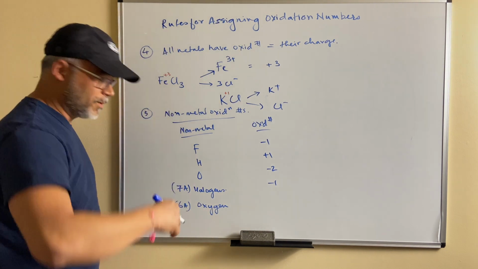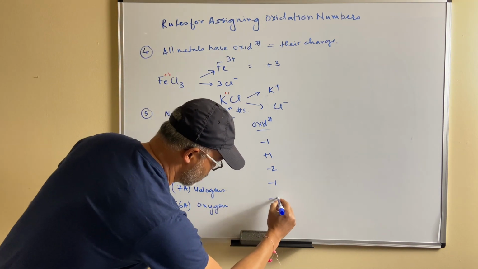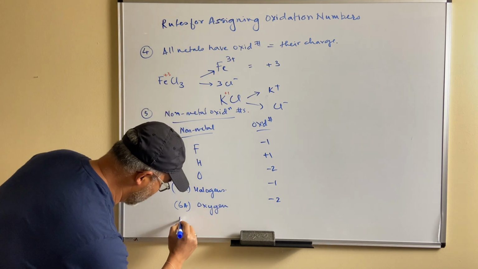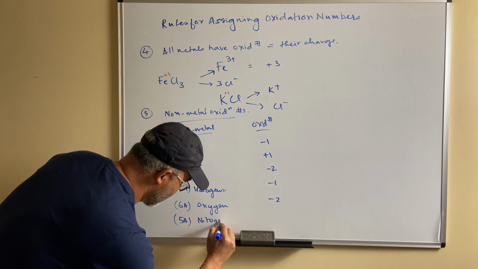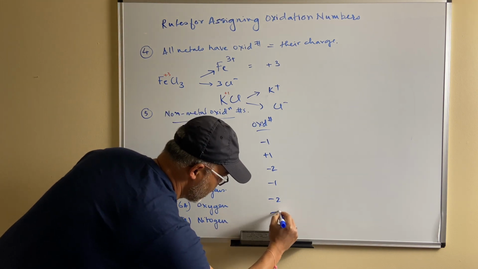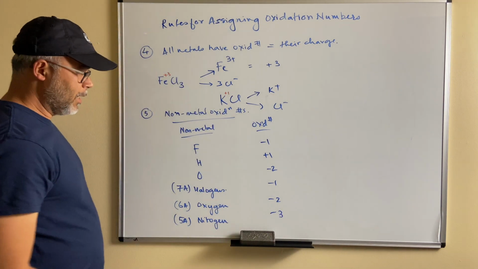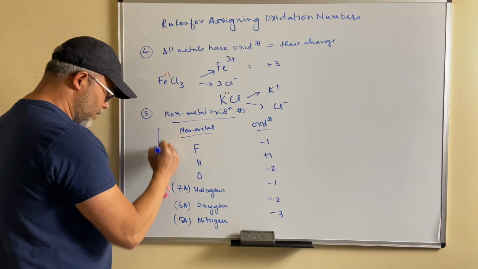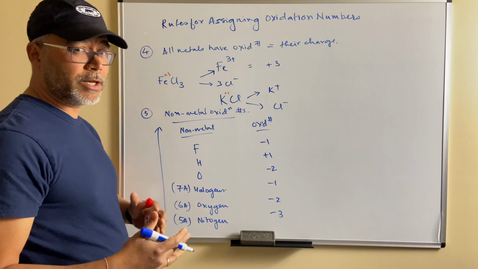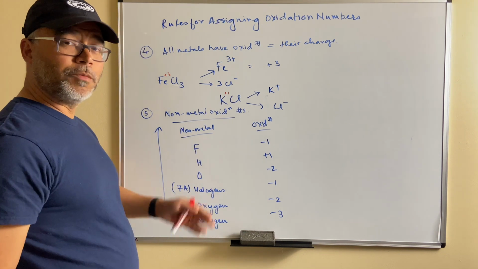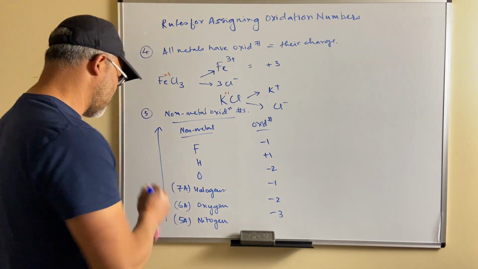So everything in group 6A is going to be -2, and then finally you have the nitrogen group, which is group 5A, which would be -3, okay? And by the way, this priority is whatever's higher takes priority, okay? So when you assign oxidation numbers, if it's higher up in the group, that's the one that's going to take priority.